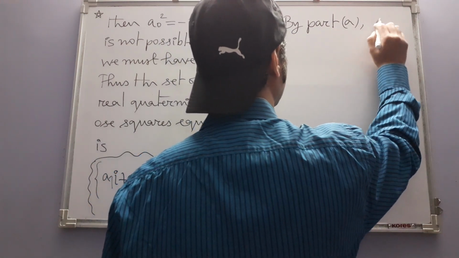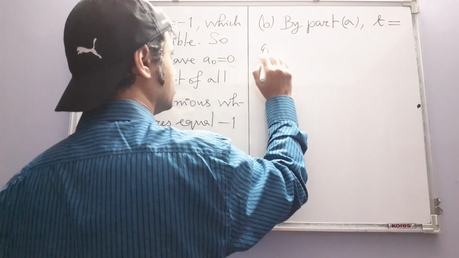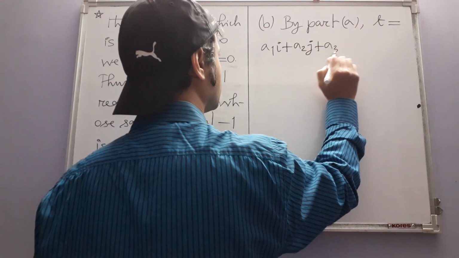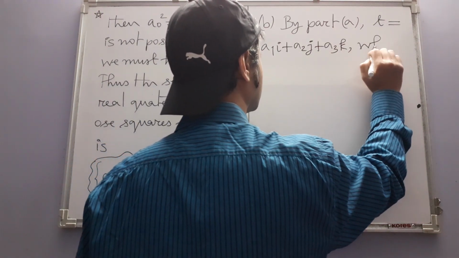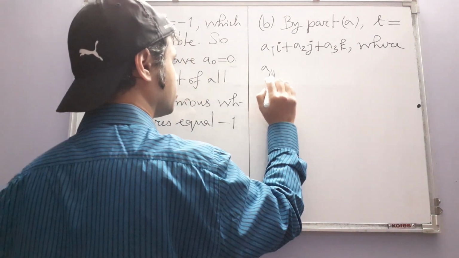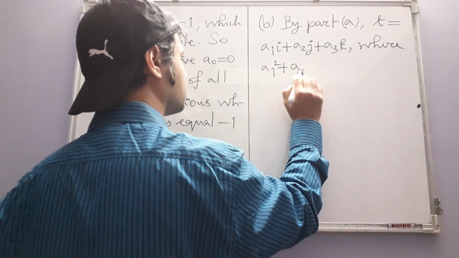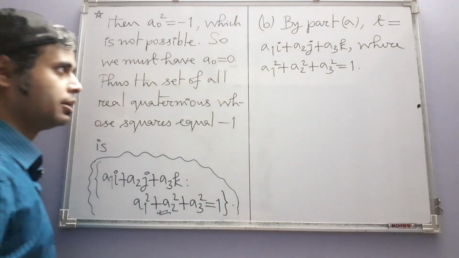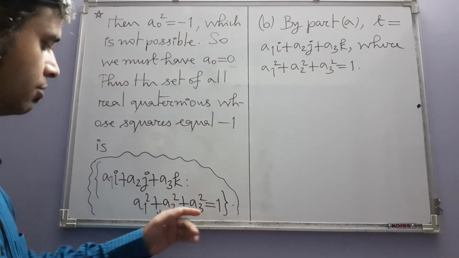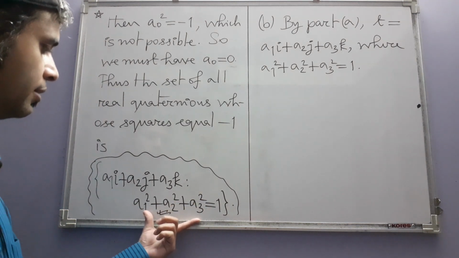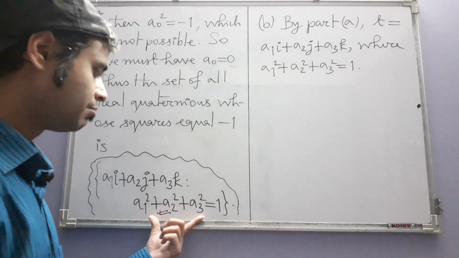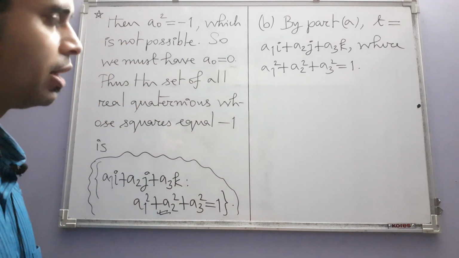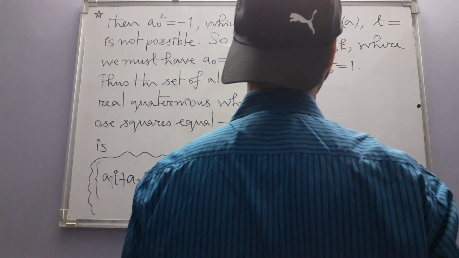So by part A, t is equal to a1 i plus a2 j plus a3 k, where a1 square plus a2 square plus a3 square is equal to 1. In order to see that this set is infinite, you just have to understand that there are infinitely many such triples of real numbers where the sum of the squares of the components equals 1. But anyway, now we have this.